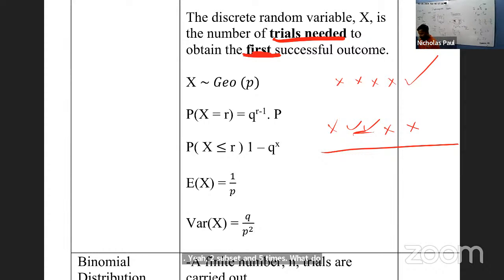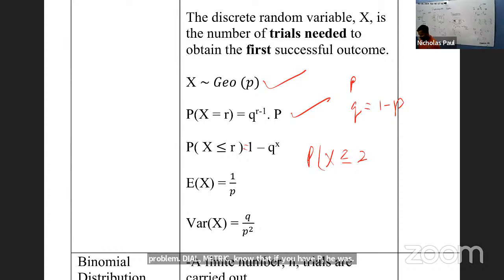Here, look for the keywords, right? First. So a geometric is written like that. This is the probability for geometric. Note that if you have P, Q is equal to 1 minus P. If I ask for the probability of X is less than or equal to 2, that will be 1 minus Q to the power of whatever X is, X equals 2 in this case. Expectation is 1 on P, variance is Q on P squared.